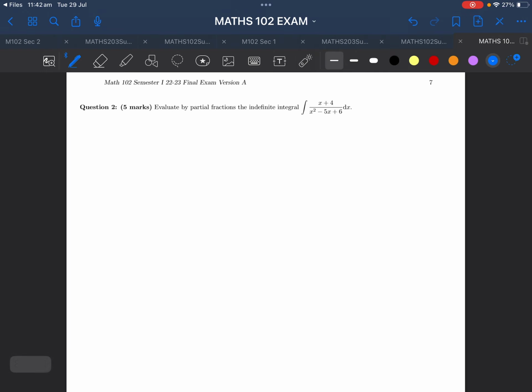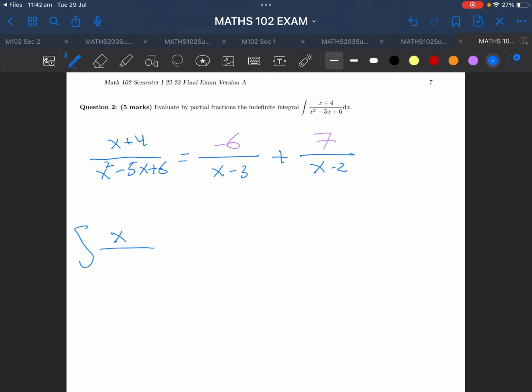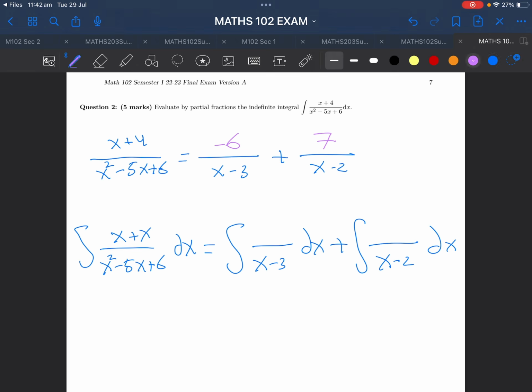So where were we? What we did, we take this long integral, long fraction, and we write it as x minus 3 plus x minus 2. What are the numbers on the top? It was -6 and 7. Now, if we do the integration for both sides, the left side is the one I need to find. It will be the integral of x minus 3 dx plus integral of x minus 2 dx.